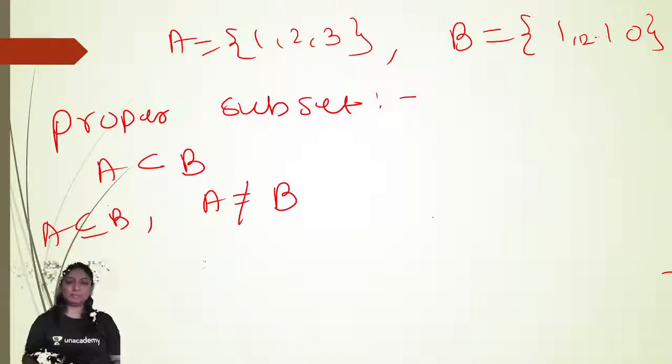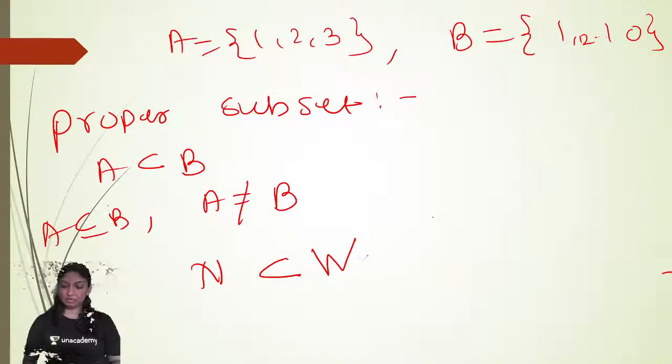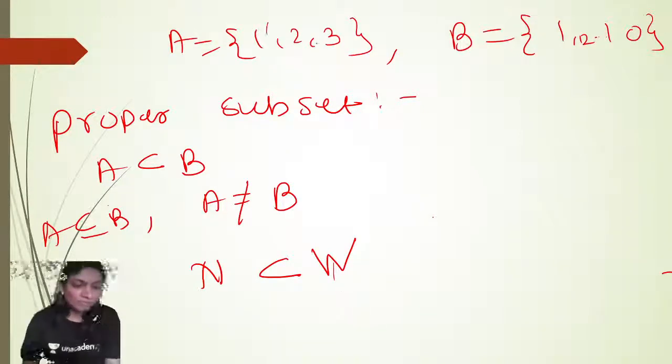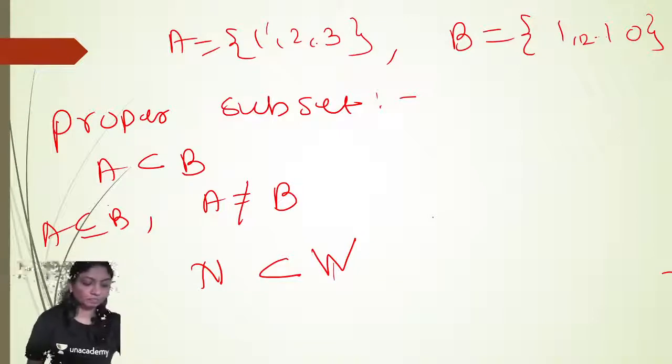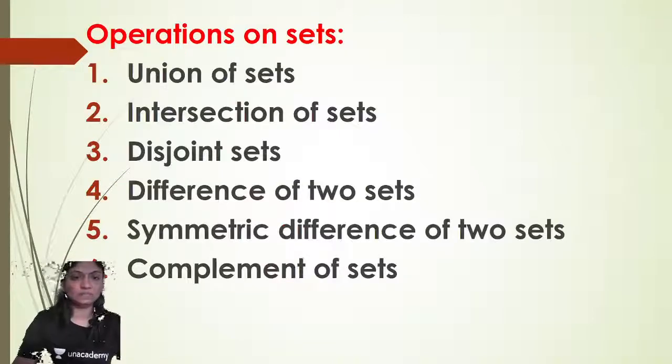For example, the set of natural numbers is a proper subset of whole numbers because both sets are not equal. Only 0 is added in the whole numbers, so N becomes a proper subset of whole numbers. It means N is not equal to W and N is a subset of W. So N is called a proper subset of W, the set of whole numbers. Now moving forward.